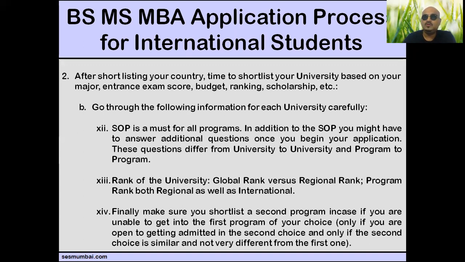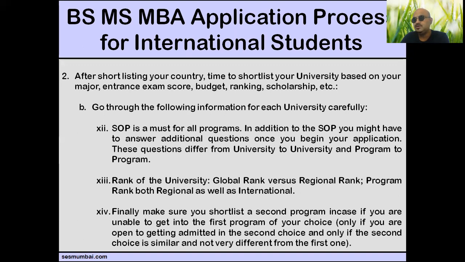So for example, in a master's program, suppose you're going for MS in computer science, that is your first choice. And suppose you're not getting in that institution and you want to get into that institution, then some institutions do offer what will be your second choice if you don't get in the first one. So you've got to think about your second choice carefully.